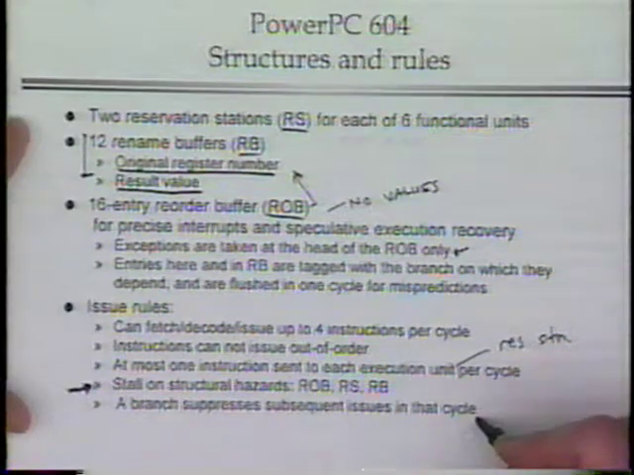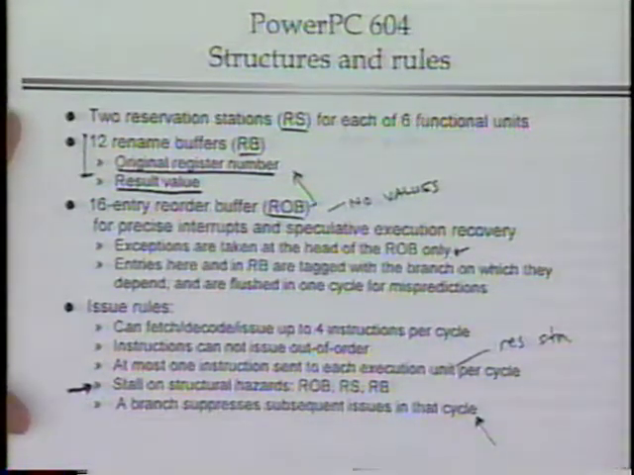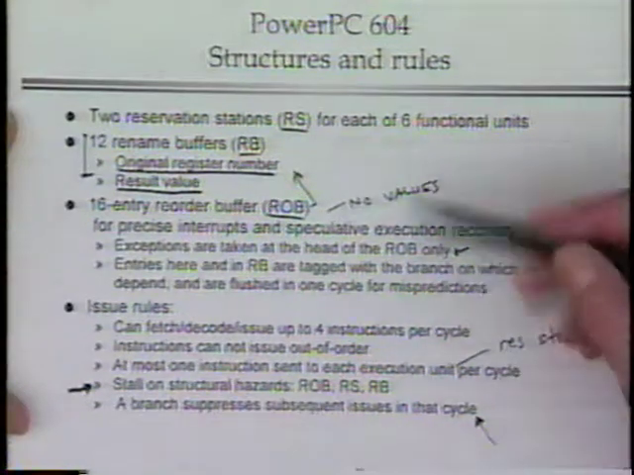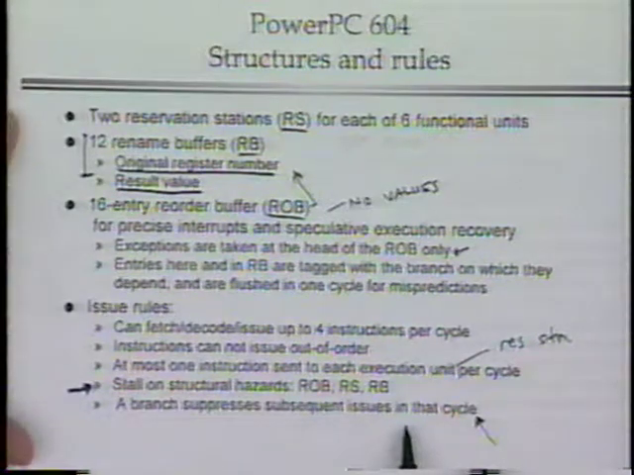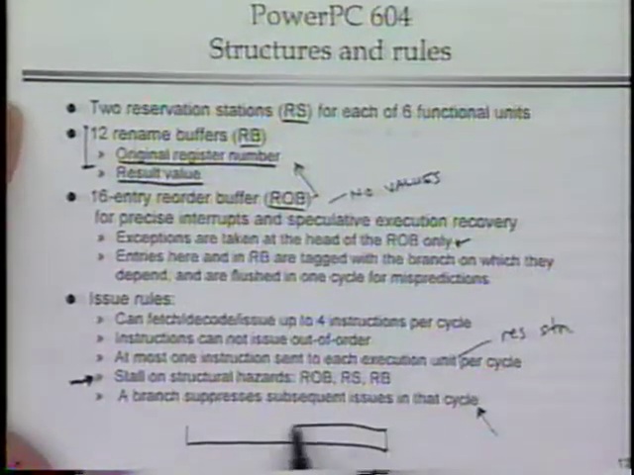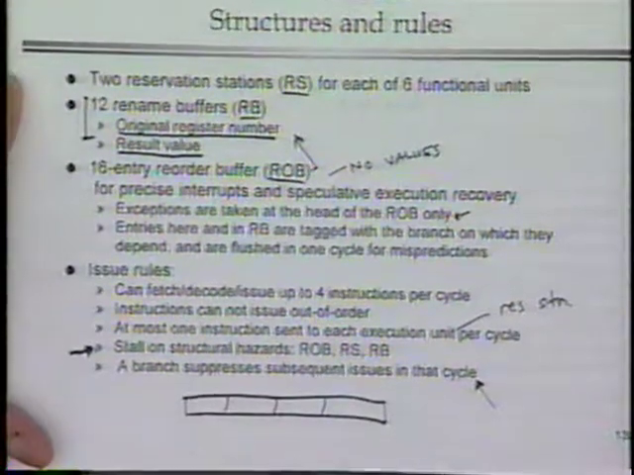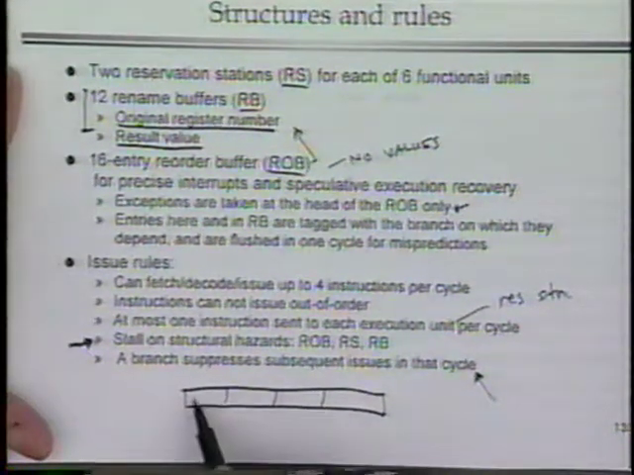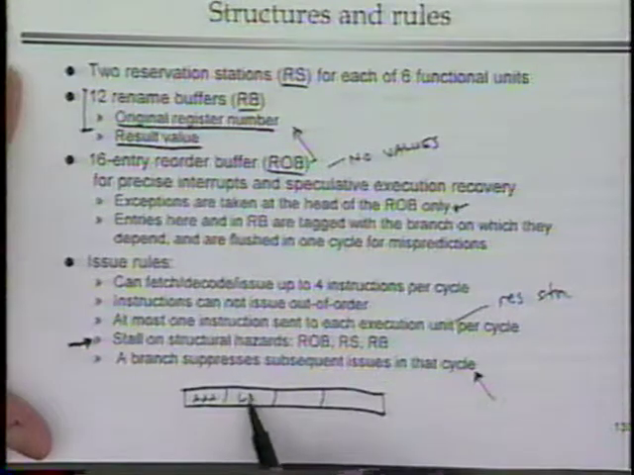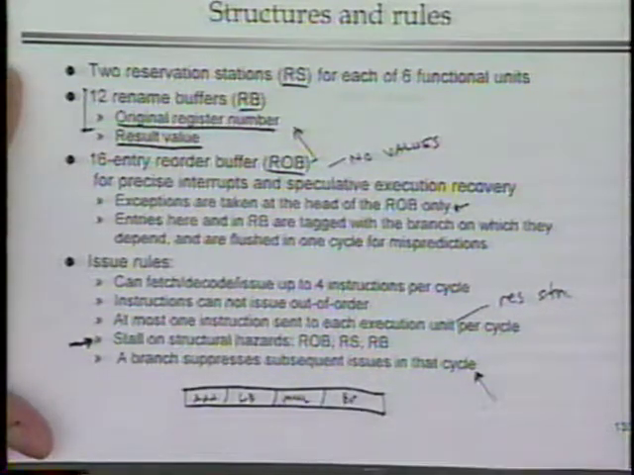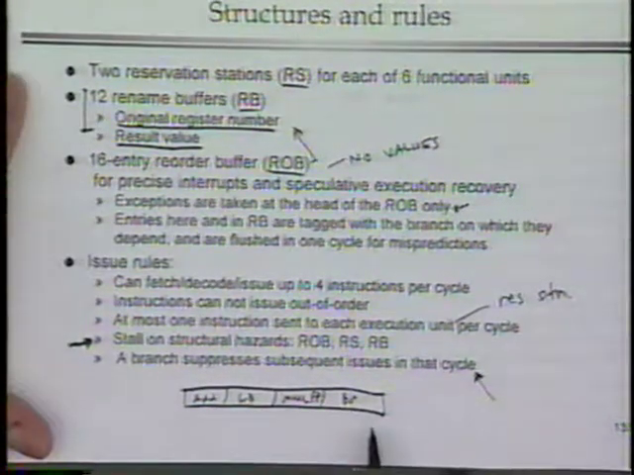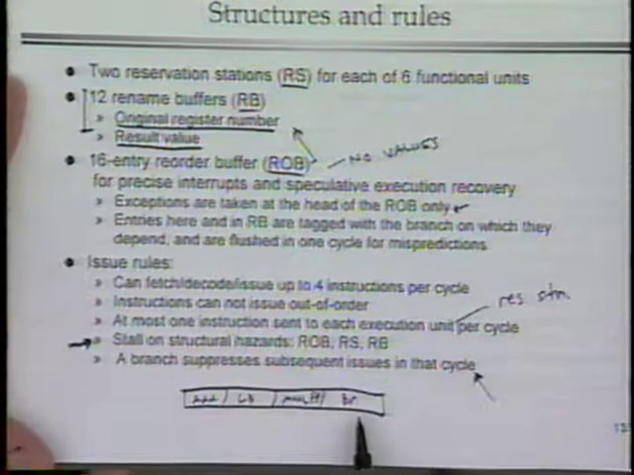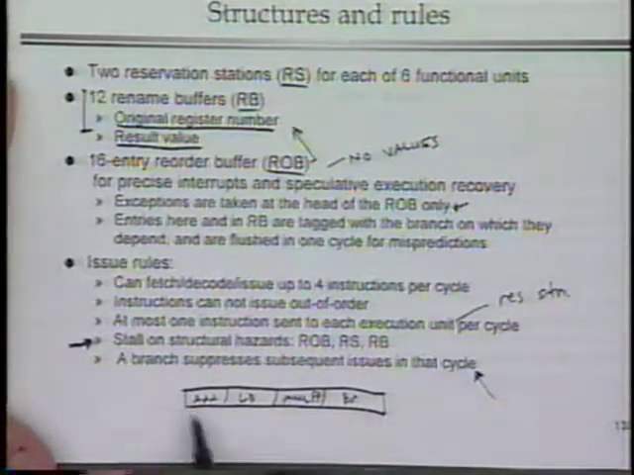In addition, to handle this one-cycle flush of the reorder buffer and the rename buffer when the branches are resolved, a branch suppresses any subsequent issues in that cycle. If I fetched a word that has four instructions in it, and this is an add, and this is a load, and this is a multiply, and this is a branch, let's say a floating point multiply, these are all going to separate functional units, and the branch is the last in the word, so in fact I can issue all of those four instructions at once.